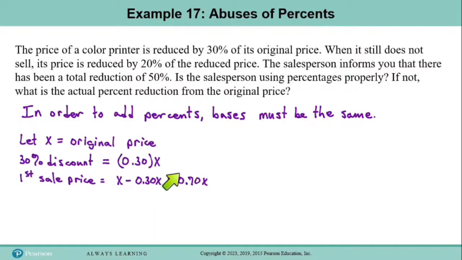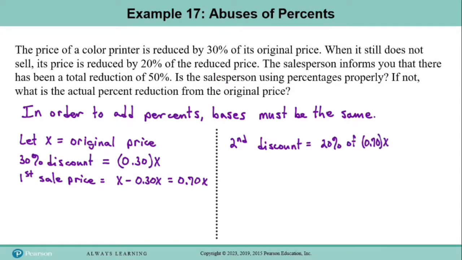But you know that if you're getting a 30% discount, you're paying the other 70%, right? So this is not a surprise. Now for the second discount, we know that the second discount is 20% of the reduced price. So that's going to be 20% of this 0.7 times x. Okay, so to calculate this, we'll say 0.20 times 0.7 times x, and 0.2 times 0.7 is 0.14. So the second discount ends up being 0.14 times x. Now that's just 14% of the original price.